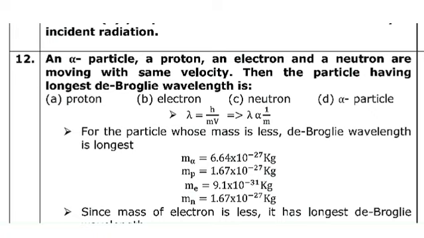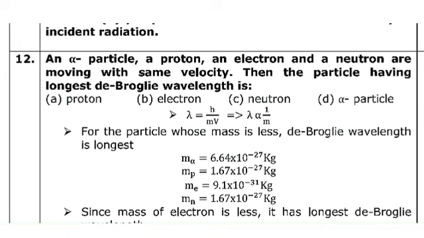Okay. Here we know that de Broglie wavelength lambda is equal to h by mv. That is, lambda is directly proportional to 1 by m. For the particle whose mass is less, the de Broglie wavelength is longest. So we have to find which particle's mass is less. Mass of alpha particle is 6.64 into 10 to the power minus 27 kg, for proton 1.67 into 10 to the power minus 27 kg, mass of electron is 9.1 into 10 to the power minus 31 kg, and finally mass of neutron is 1.67 into 10 to the power minus 27 kg.